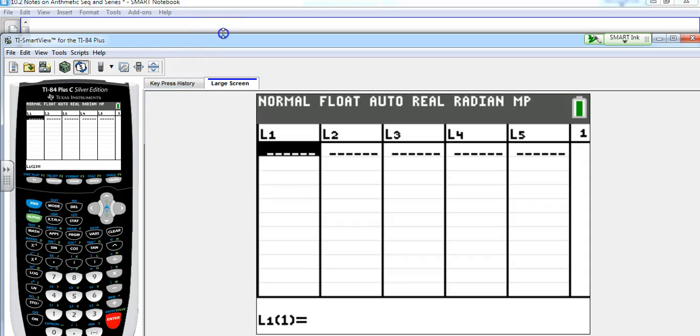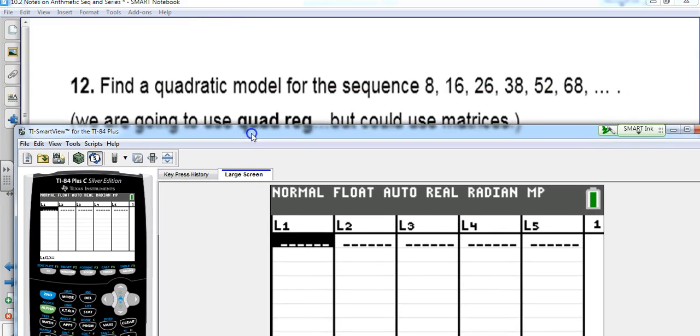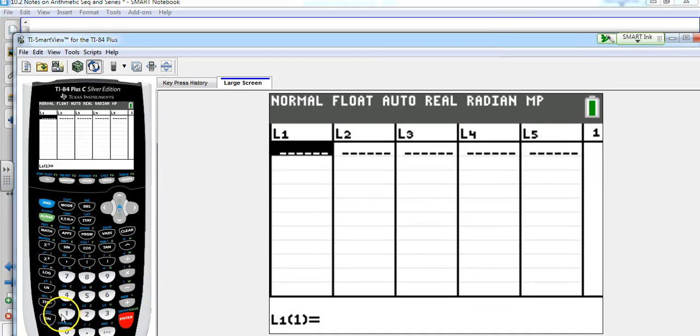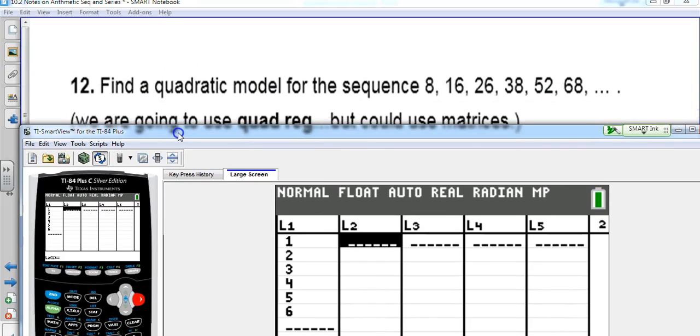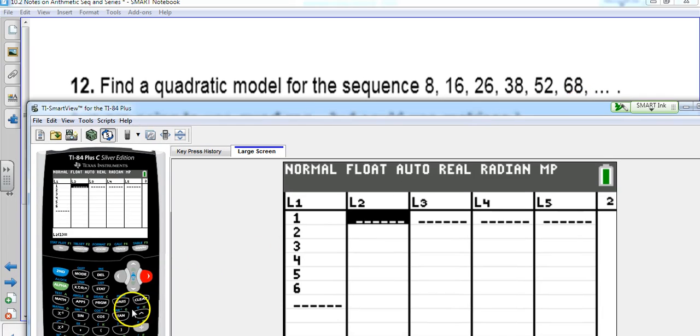All right. If this is our sequence of numbers, 8, 16, 26, 38, 52, 68, do you remember how we graph that? What do we have to put in? Yes, this is 6 terms. So in the x column, or the first column, we're going to put 1, 2, 3, 4, 5, 6. And honestly, you could use as few as 3 points to get this if they told you it was quadratic. Then we're going to put in list 2 these values.